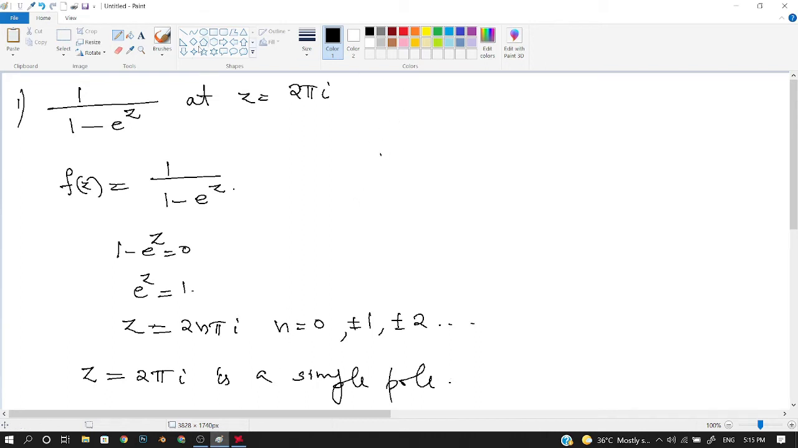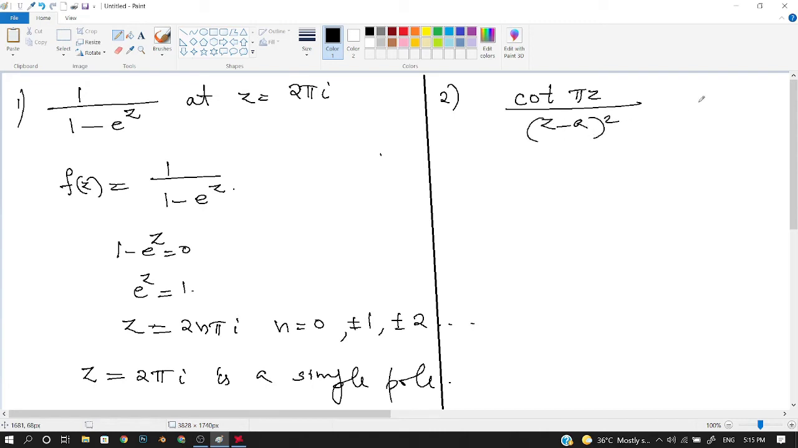Okay, now we can consider another example. Example number 2. Consider cot pi z divided by z minus a whole square at z equal to a. So this is our given function. Now cot means cos by sine. So this is the same as cos pi z divided by sine pi z into z minus a the whole square.